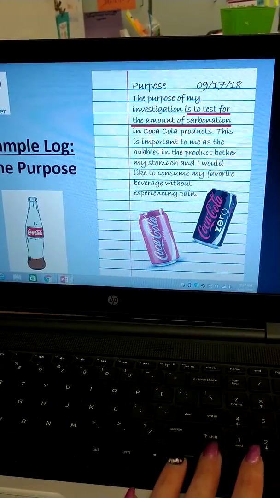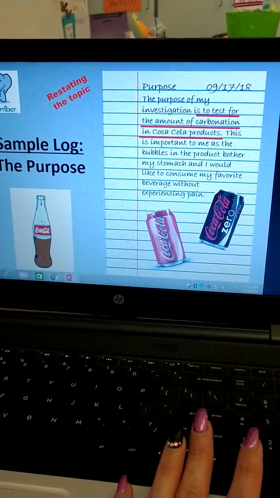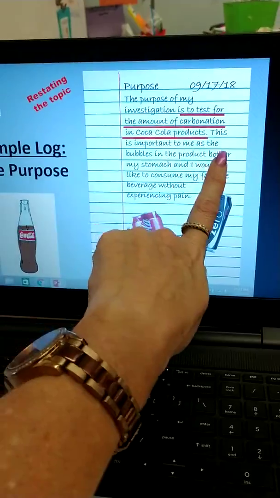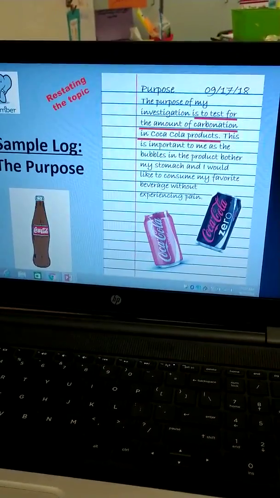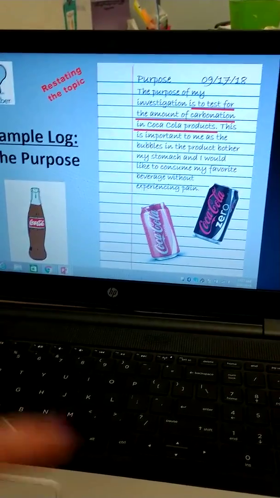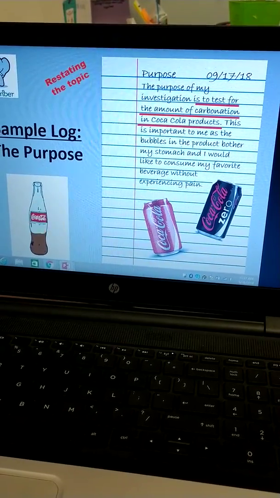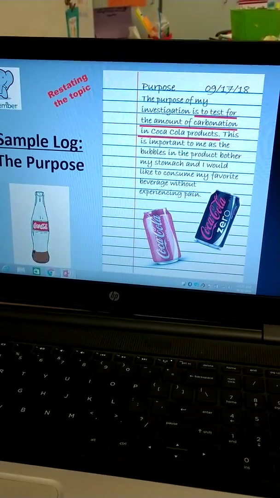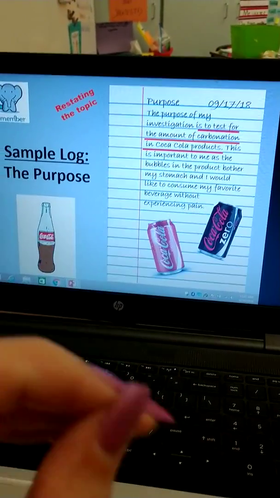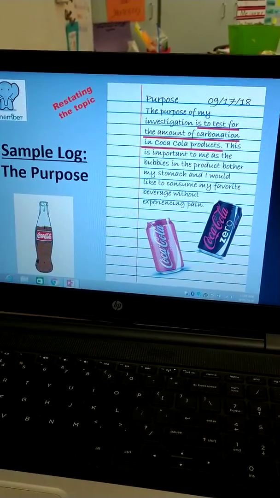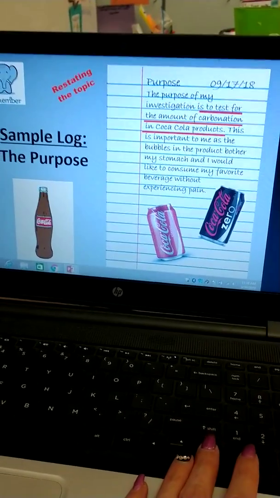So the first thing is they have to say, they're restating the topic. So here we've restated, we're testing the amount of carbonation in Coca-Cola for this project. Depending upon which class it is, my morning or my afternoon, they would be stating that we are testing the charging time of different companies' chargers for my morning class, and we're testing whether the size or the mass of a soccer ball affects the distance it will travel.